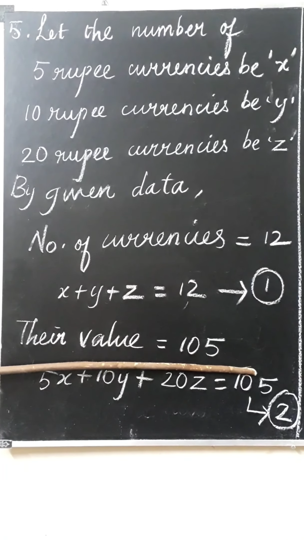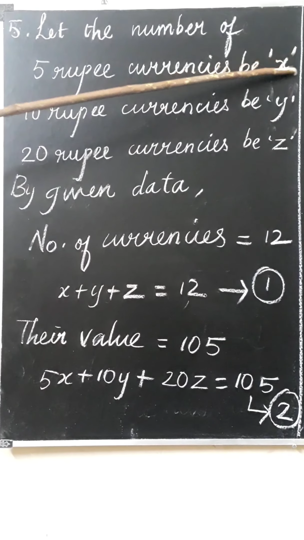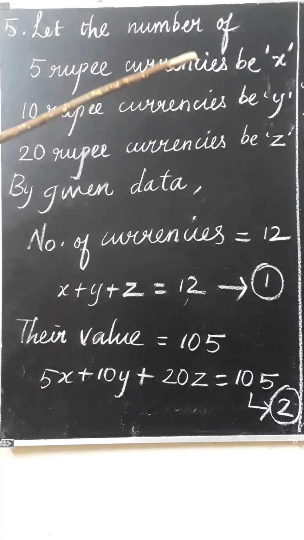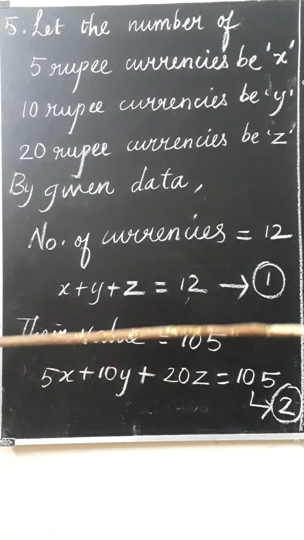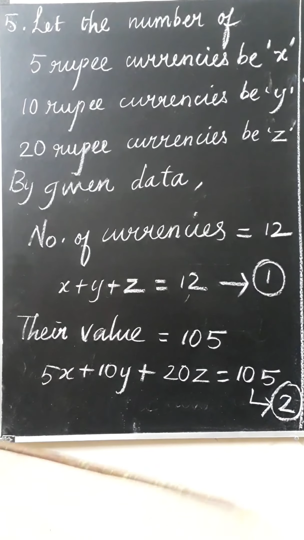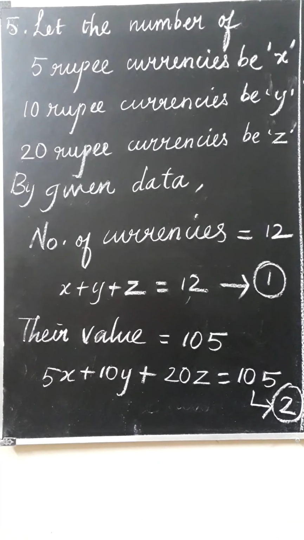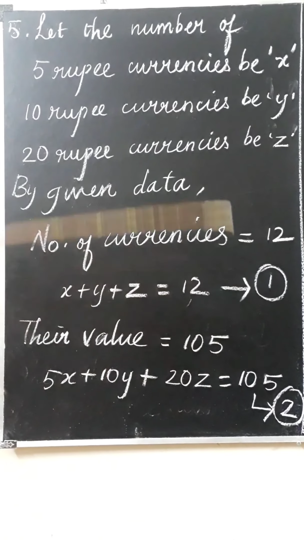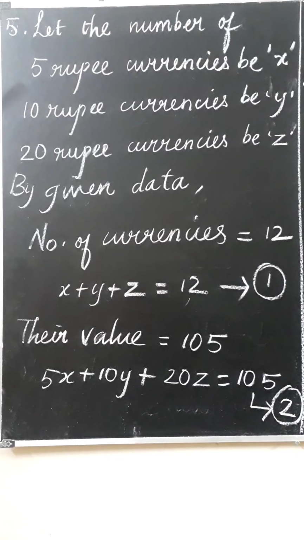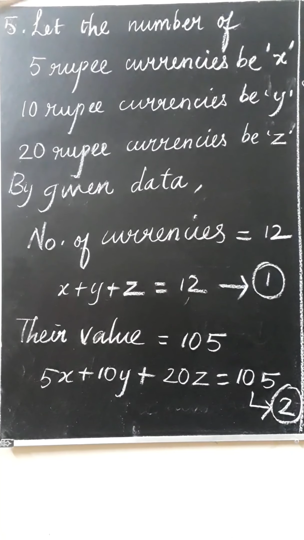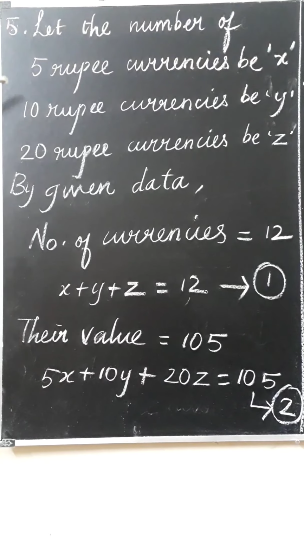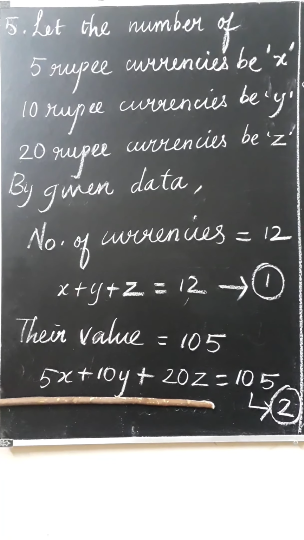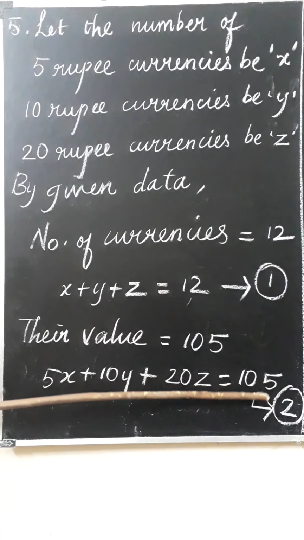Their value is given. Suppose there are x 5 rupee notes. What is their value? If you have 4 5 rupee notes, what's the value? 4 into 5, 20. If you have 2 10 rupee notes, what's the value? 2 into 10, 20. If you have 4 20 rupee notes, what's the value? 4 into 20, 80. Likewise, values mean you have to multiply. So x into 5, 10 into y and 20 into z. Add them up: 5x plus 10y plus 20z is equal to 105.